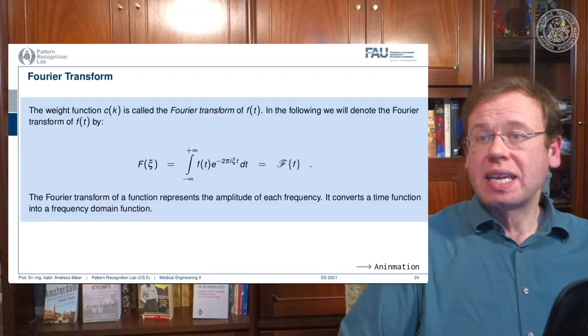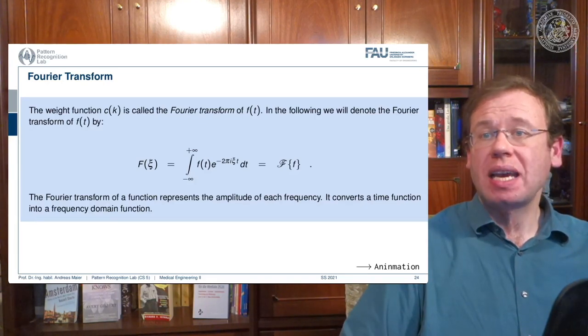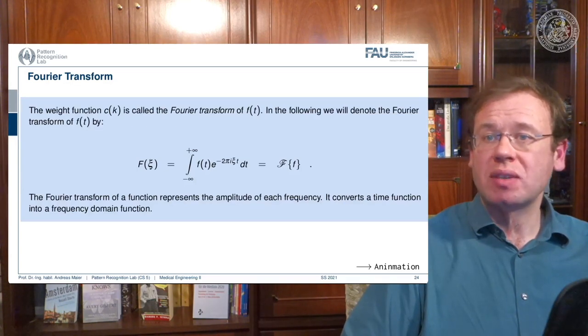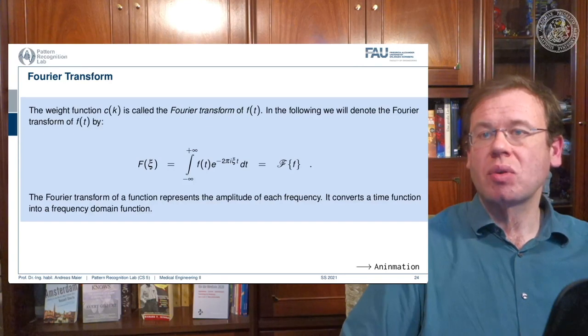Now, what we get then here is the Fourier transform. Now, the Fourier transform is computing a weight function c_k, and this is the Fourier transform of f of t. And in the following, we won't use the c_k anymore, but we will denote this by capital F of xi. And now xi is the continuous frequency variable, and F is the Fourier transform.